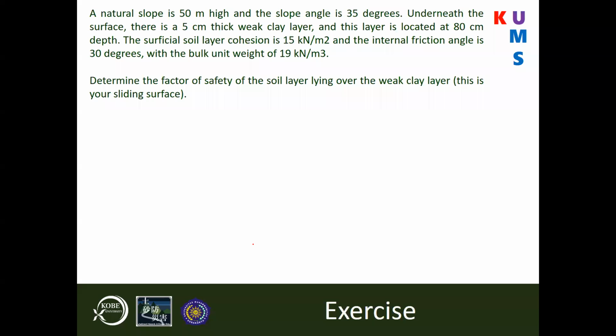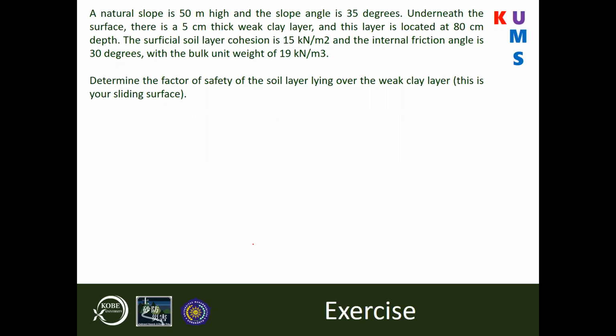Now, it's 30 minutes, so I'm going to give you a problem. A natural slope is 50 meters high, and the slope angle is 35 degrees. Underneath the surface, there is a 5 centimeter thick weak layer. So that's going to be your sliding plane. And this layer is located at 80 centimeters depth.